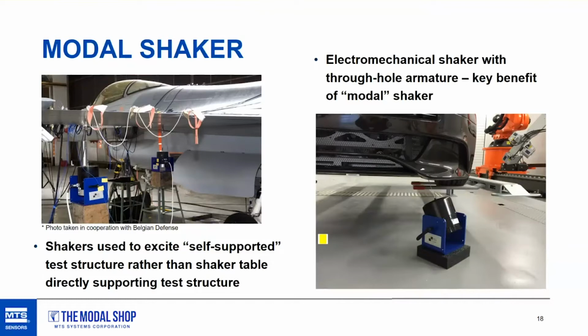The other thing to highlight about modal shakers is the fact that those shakers are not designed to support the structure directly. The structure will be supported through bungee cords or through a vibration isolator, an air ride, or a foam. So the shaker is only providing the dynamic excitation into the structure. It's not really withholding the static weight of the structure. So those two aspects are key when it comes to a modal shaker design.